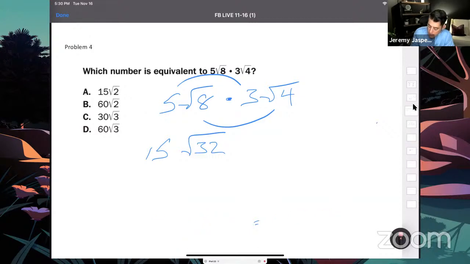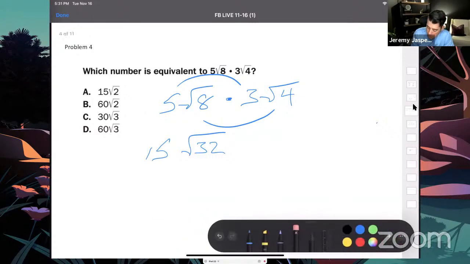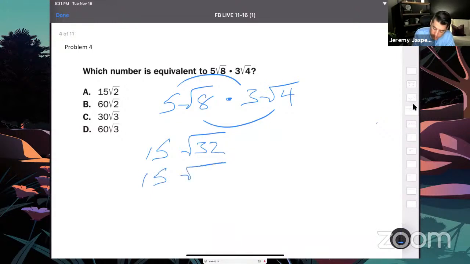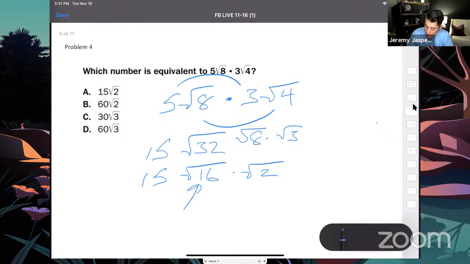So because I know that 16 and 2 work as my factors, one being a perfect square factor, this now becomes the square root of 16 times the square root of 2. I always put the perfect square factor first. Okay, hopefully that makes sense, because 32 gets broken up into 16 and 2. Why didn't I do 8 and 4? Because none of these are perfect squares. That's why this 16 is so important.